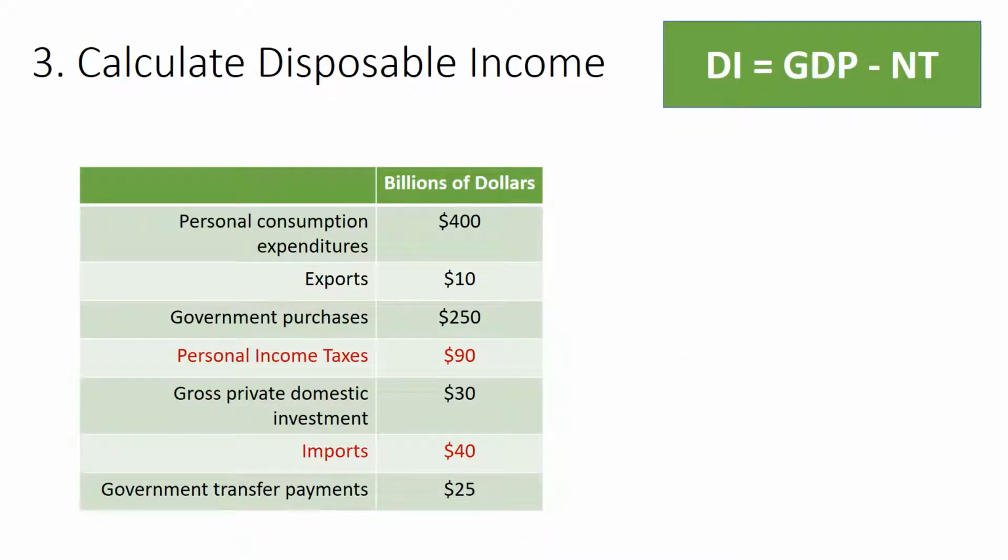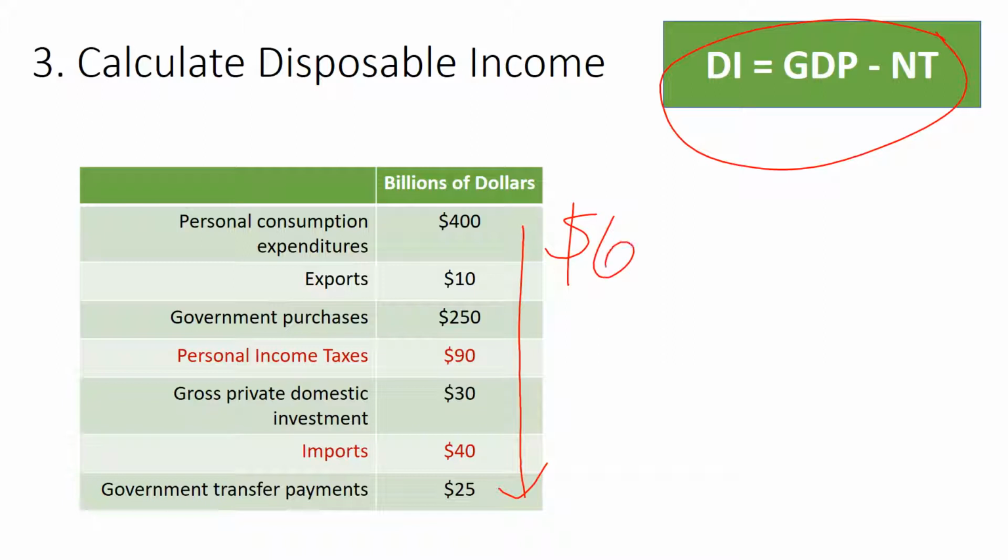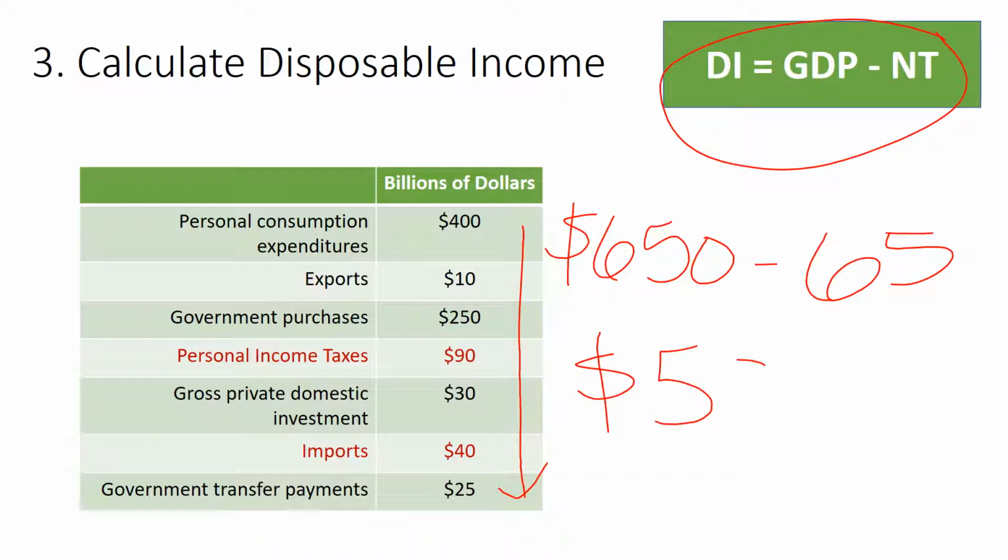And then for the third one, for disposable income, we simply take GDP and subtract net taxes. So if you were to add up the values here that are in black and then subtract from them the values that are in red, you would get your answer. Or you can simply take what you calculated for GDP, the 650, subtract from this what we had for net taxes, the 65, and we would get our answer. Disposable income is equal to $585 billion.